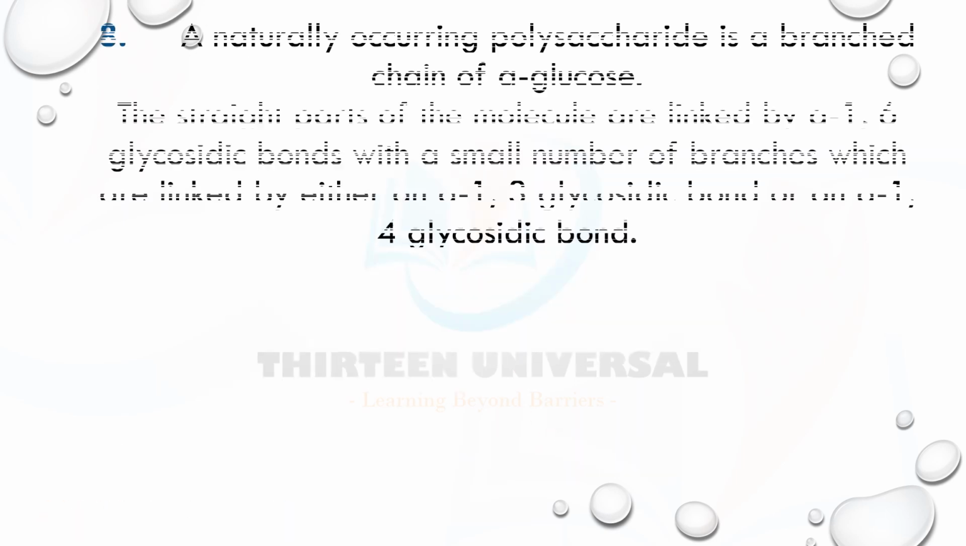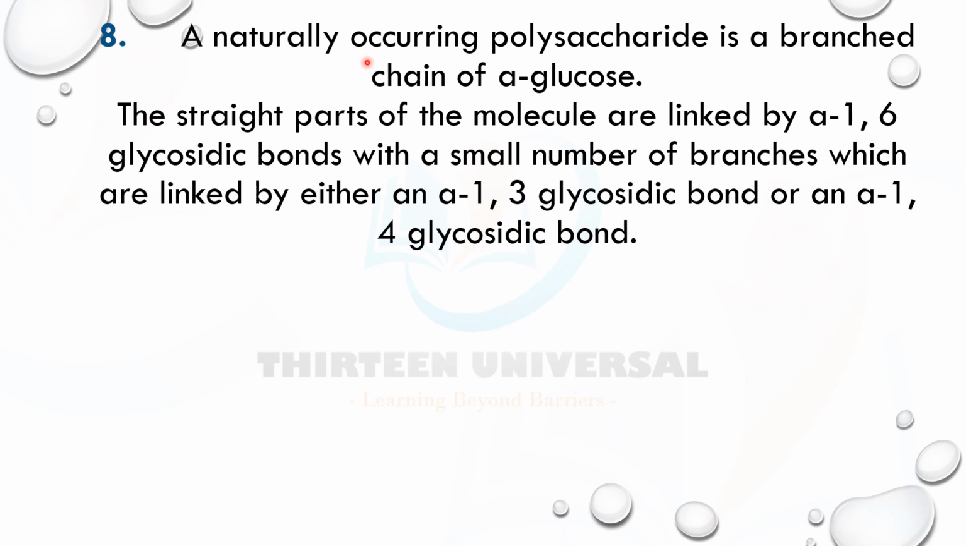Let's go to number 8. A naturally occurring polysaccharide is a branched chain. Now, it's made up of a branched chain. Please pay attention to these key features. Number 1 is branched, and then it consists of alpha glucose. This is alpha, not A. Alpha glucose.